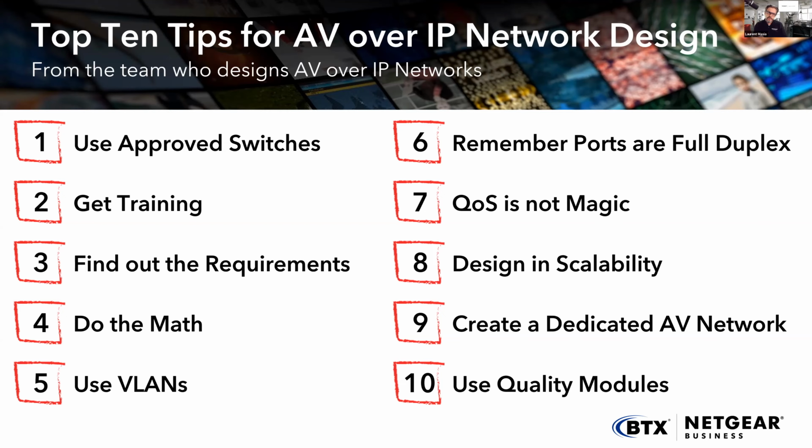QoS is just there to prioritize some traffic, but the best advice for AV design is to design your network to be line rate. If you are line rate with no bottleneck anywhere, you just don't need QoS. Line rate really is just that you have the available bandwidth across the board on the switch. There isn't any limitation, so you don't have to worry about it, right? That's a good way to characterize that.